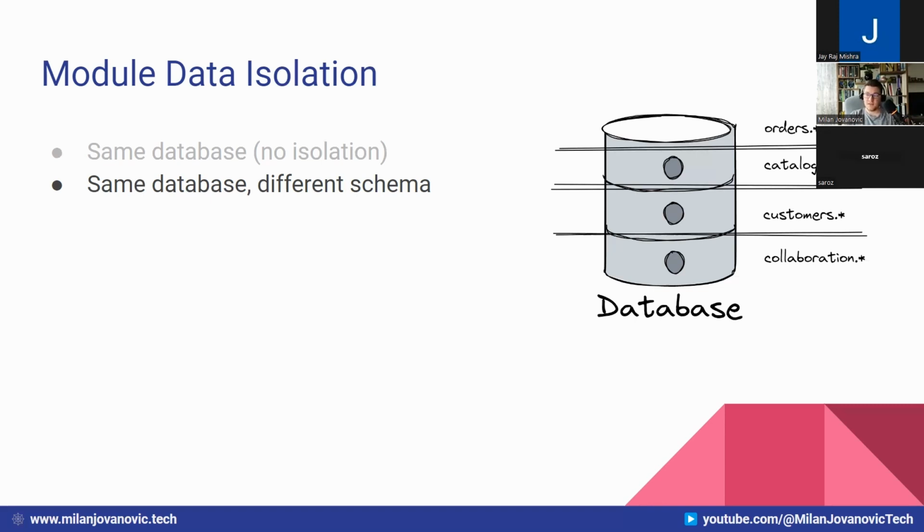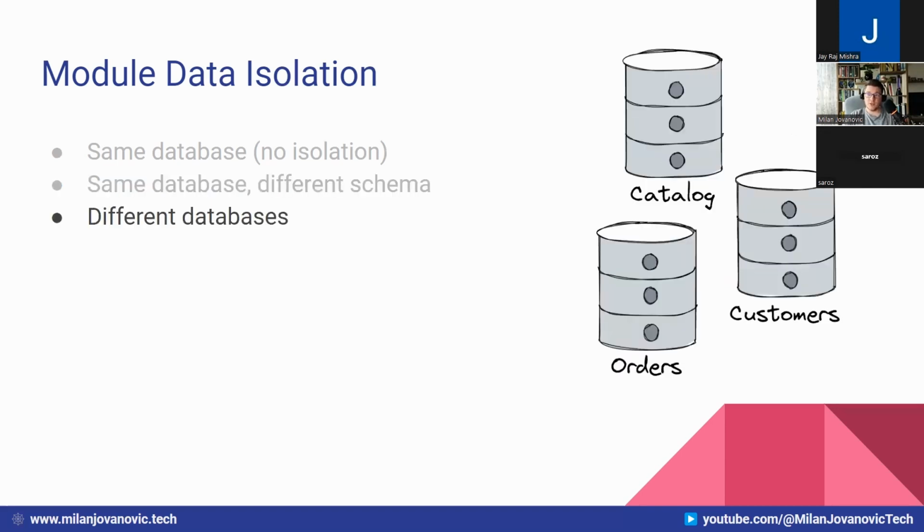So if this isn't enough for your needs, you can take it a level further, where instead of having everything in the same database but different schemas, now you have different databases for each of your modules. So here I have the catalog, orders, and customers databases, and I'm still using the same database type. Let's say this is all Postgres.